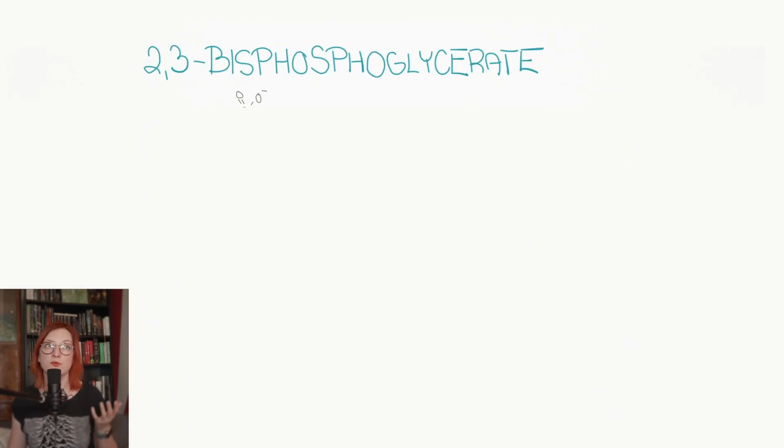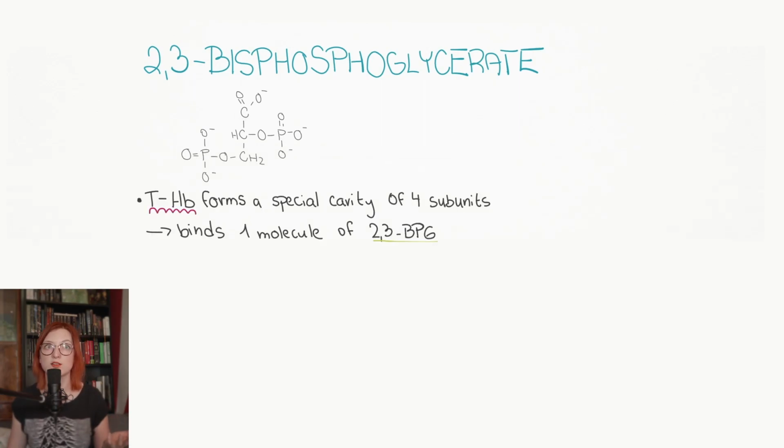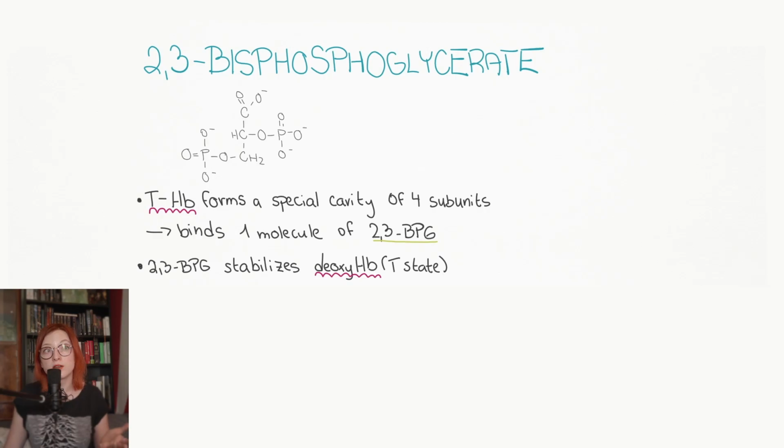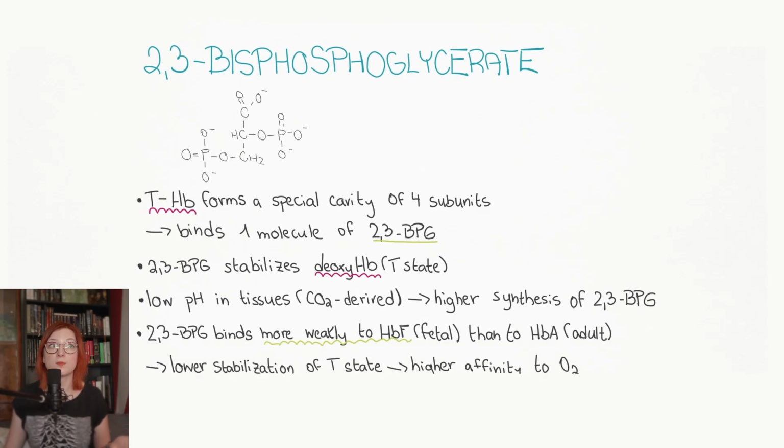In tissues, decrease of pH in red blood cells promotes the synthesis of 2,3-biphosphoglycerate. This compound can bind through salt bridges to hemoglobin in T state to its central cavity. It therefore stabilizes deoxygenated hemoglobin because there are now additional salt bridges that must be broken down prior to conversion into R state. In fetal hemoglobin, biphosphoglycerate binds more weakly. There is 1 salt bridge missing compared to adult hemoglobin, and therefore there is lower stabilization of T state, which means that fetal hemoglobin has higher affinity for oxygen than adult hemoglobin.